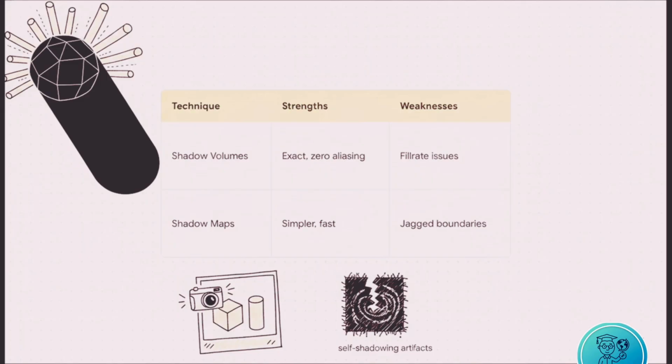Shadow maps essentially take a quick snapshot of the scene from the perspective of the light source to see what is lit and what is blocked. They are way simpler and faster. But the downside? They suffer from jagged, pixelated boundaries and weird visual errors called self-shadowing artifacts that can totally break the illusion if they aren't heavily optimized.